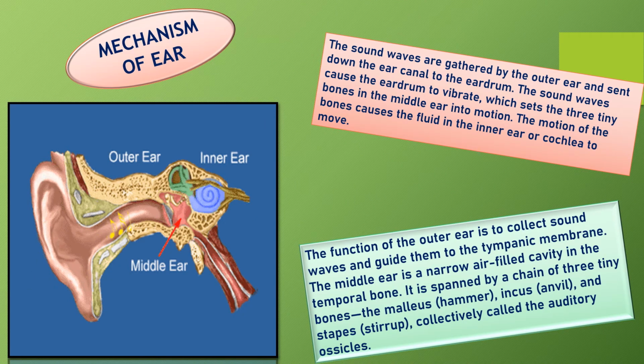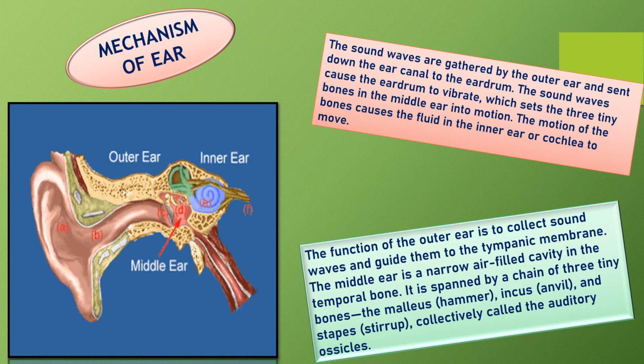Now, the mechanism of ear. That means how the ear works. The sound waves are gathered by the outer ear and sent down the ear canal to the eardrum. You can see the diagram. The sound waves are gathered by the outer ear or pinna and sent down the ear canal or auditory canal. Through the ear canal, this sound wave is sent to the eardrum, that means to the tympanic membrane.